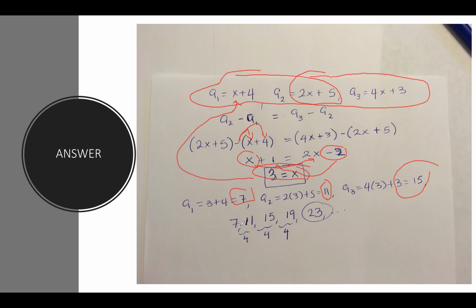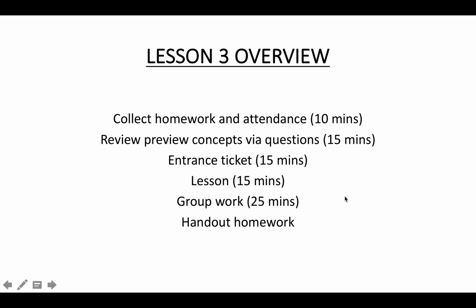I see a pattern. 7, 11, 15 goes by 4. The next one is 19. The final one is 23. The question says find x and then find the fifth term. The fifth term is 23.